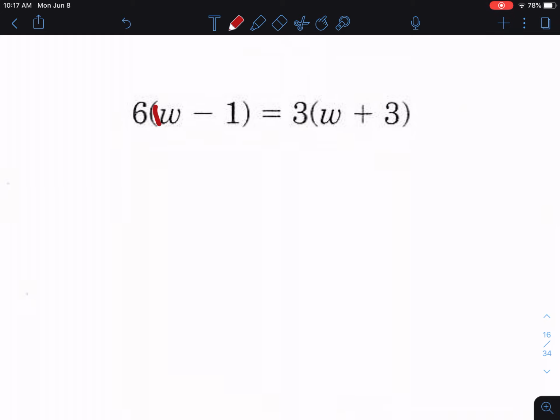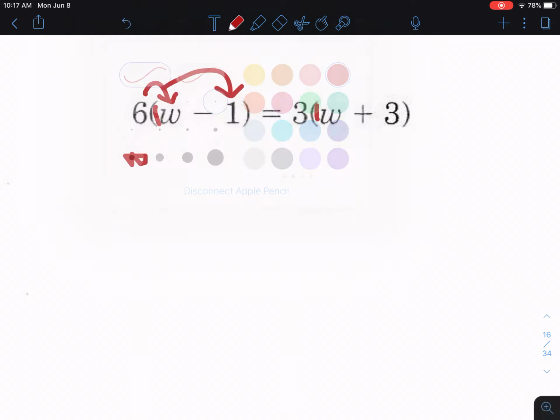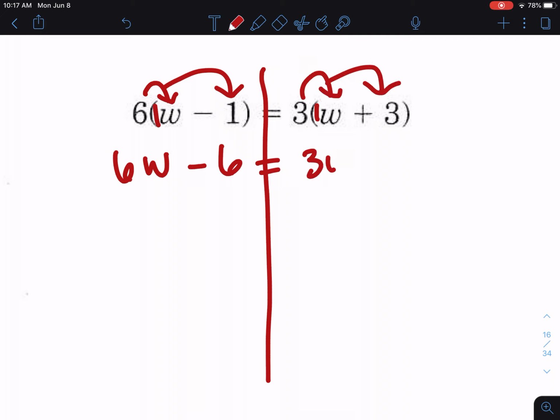So I'm going to put an invisible 1 in front of those w's. Distribute 6 times everything on the inside there. So 6 times 1w is 6w, and 6 times negative, oh goodness, I made a mess. Let's start over. 6 times 1w is 6w, and 6 times negative 1 is minus 6. Bring our equals, distribute this 3 to everything on the inside. So 3 times 1w is 3w, and 3 times 9 is 9.